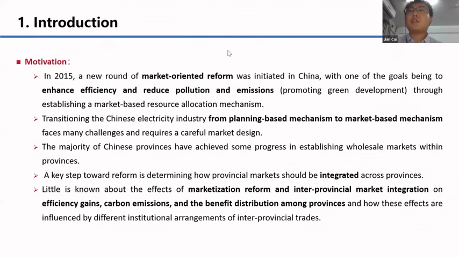The majority of Chinese provinces have achieved some progress in establishing the wholesale market within the provinces, and the provincial market isn't competitive with other provincial markets. The generators are only competitive within the province. Yeah. Thank you for the question.